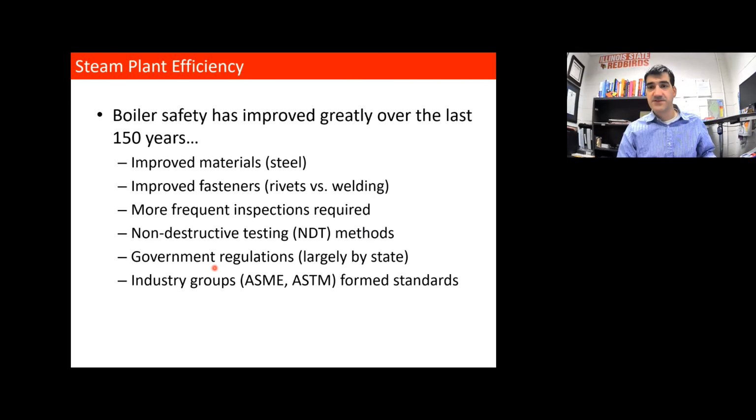Government regulations, a lot of it's a state by state policy, but there are a lot of state regulations on the design and operation of steam plant systems, as well as industry groups. ASME is the American Society of Mechanical Engineers. ASTM is the American Society for Testing and Materials. And both of these have whole chapters, whole sections in their regulations on boiler systems. So they have to meet certain requirements. Generally speaking, the government regulators won't approve the design of a system unless it is designed to specifications set by these groups.